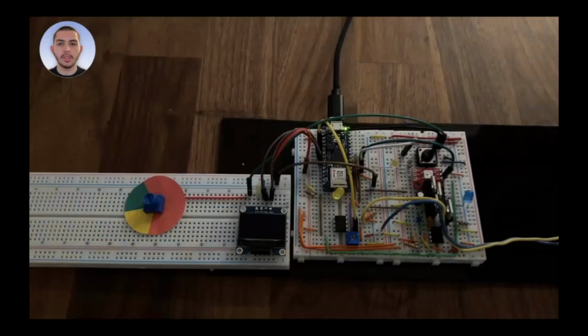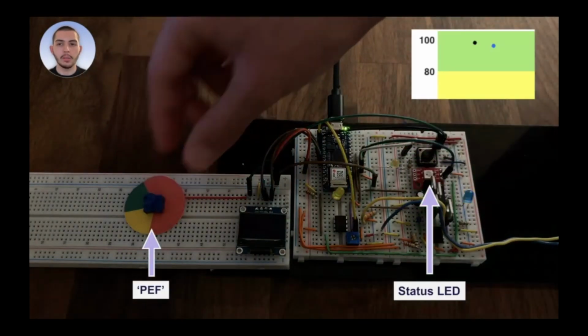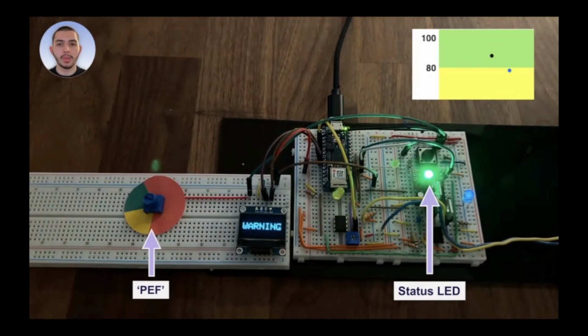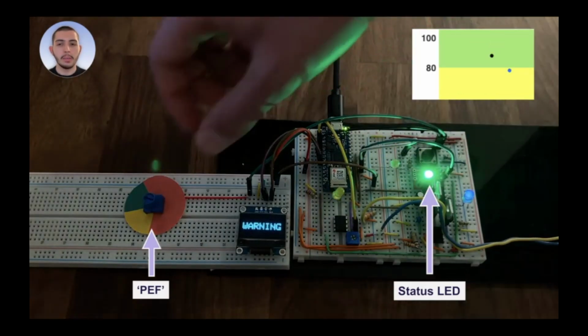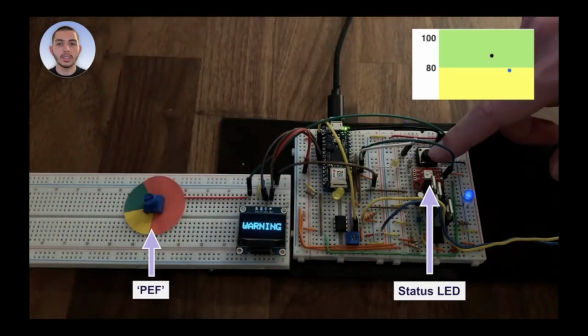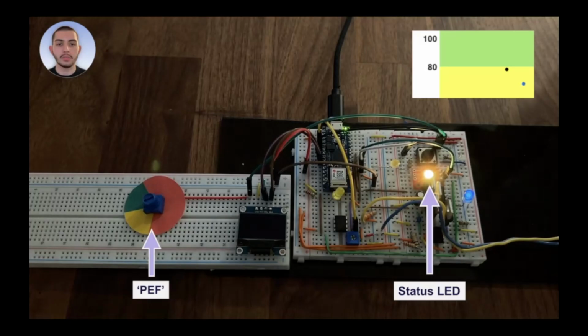Here's an example of the predictive capabilities of our device. On the graph, black represents the current value and blue is the predicted value that BreatheRight calculates. The status LED shows the current peak flow zone, and you will see that it shows green, but the downward trend in the graph causes the predicted value to enter the yellow zone, which sends a warning to the screen, and then it disappears as both values enter the yellow zone.